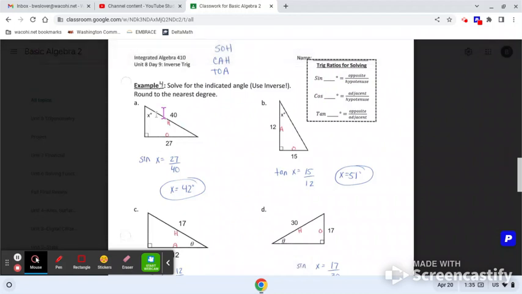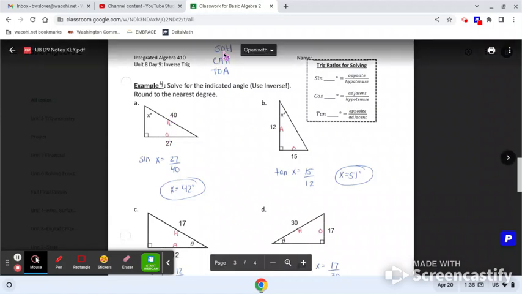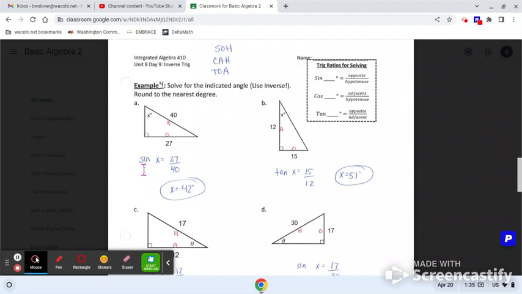So I'm labeling everything I know in relation to angle X. This is opposite. It's on the other side of X. And here's my hypotenuse. So I have an O and an H. OH I have is sine. So my function that I'm going to be using is sine. So sine of X, because I don't know my angle, equals 27 over 40.